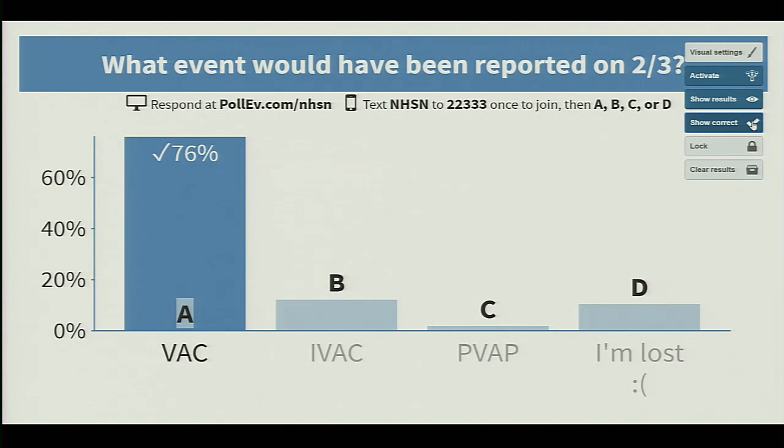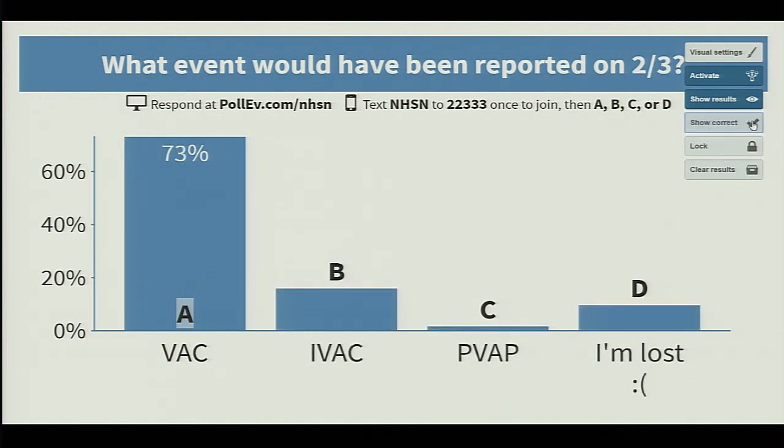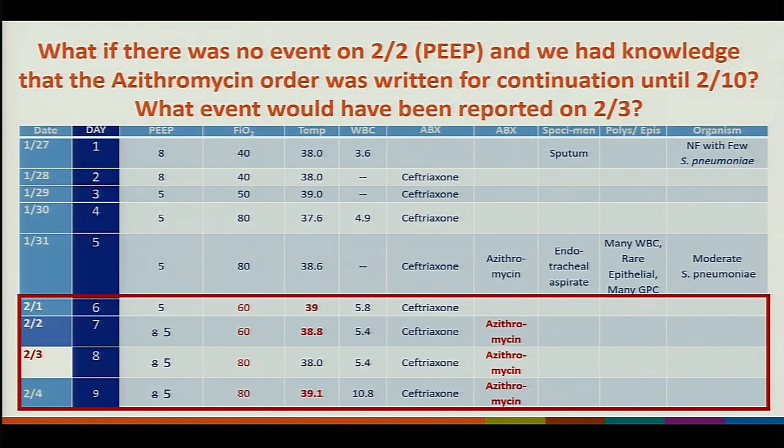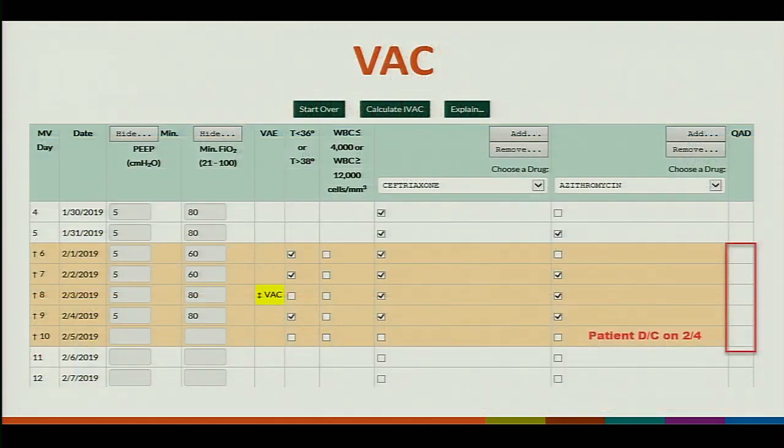Okay, and so the answer is VAC. The reason is that now, if you were entering this into the calculator, or if you were trying to determine if that azithromycin was going to contribute to the QADs, the qualifying antimicrobial days, you'll see that first of all, it's not new, because now when your VAE window is set, azithromycin was administered outside of the VAE window period, so it's no longer a new antimicrobial agent.